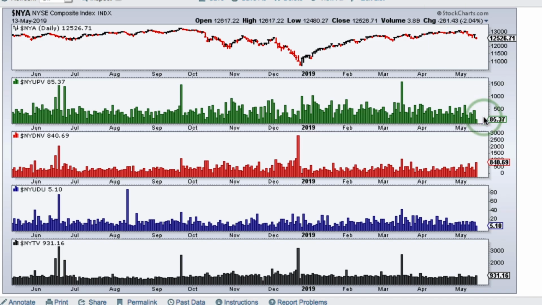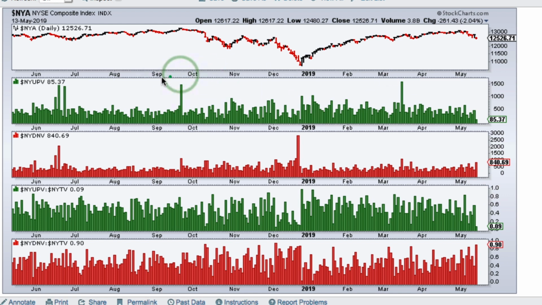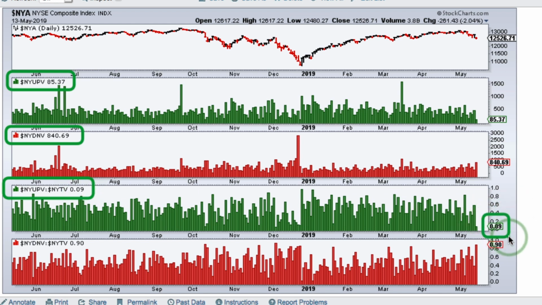So now I'm going to flip over to the next chart here. And what we've got is the NYSE up volume still, NYSE down volume. And now in the next window, I'm dividing up volume by total volume. And you can see it's 0.09. So that's basically 9% of all volume was up volume, and you can see that over on the right as well. And then we have down volume, and you can see that down volume was 90%, 0.90 of total volume yesterday, and there you can see that big spike there and that big move.